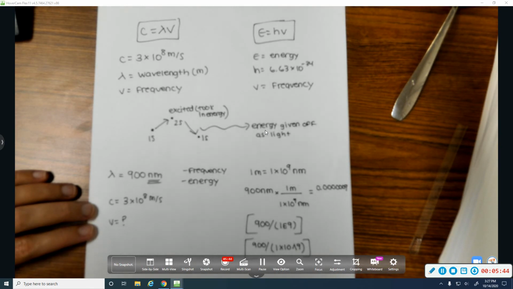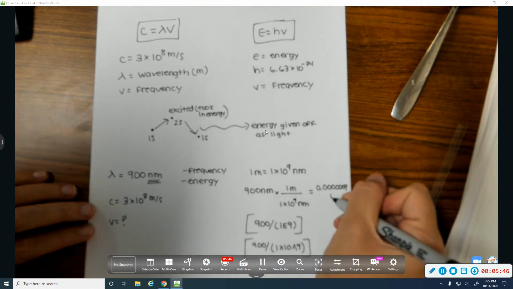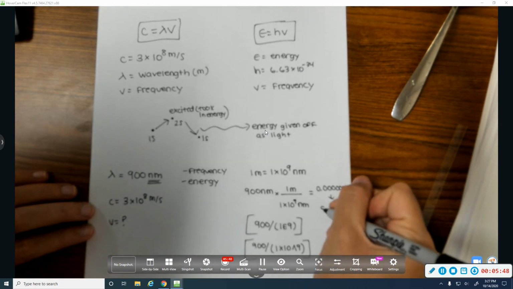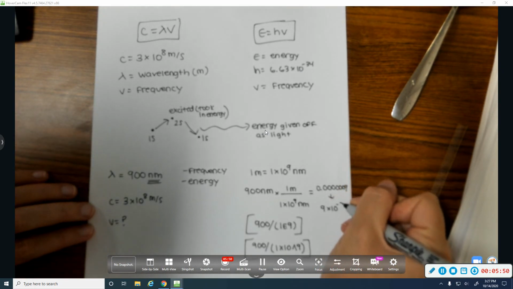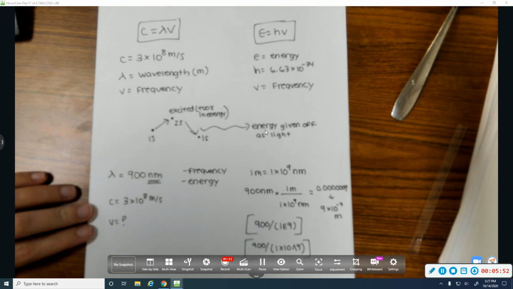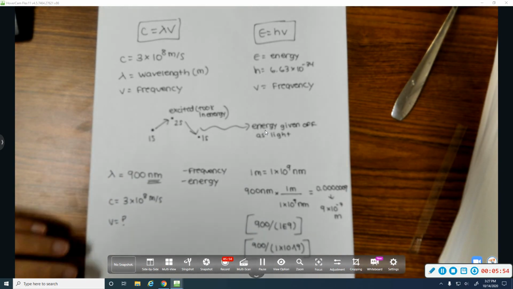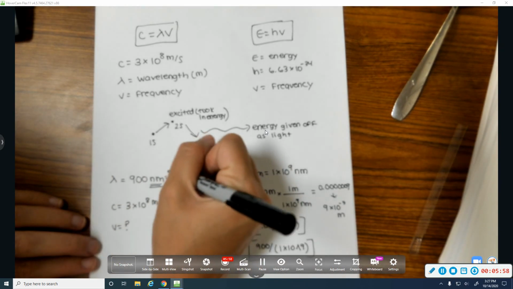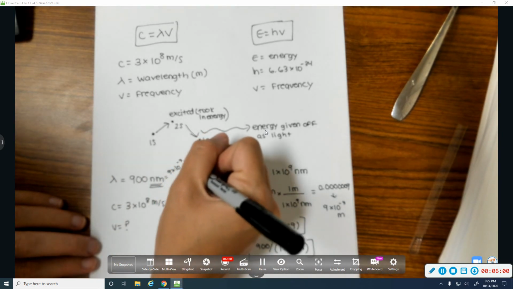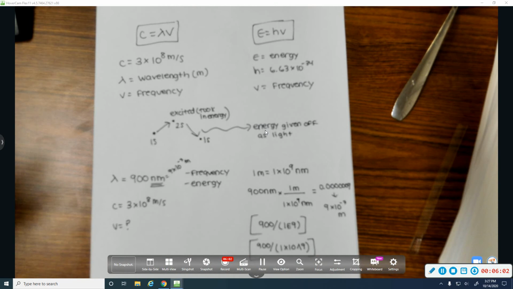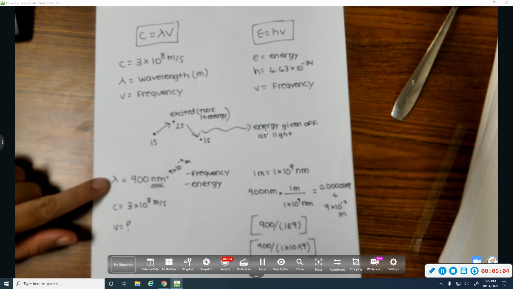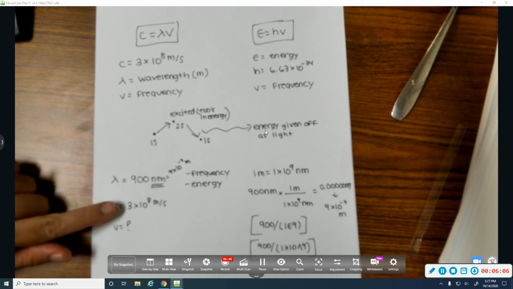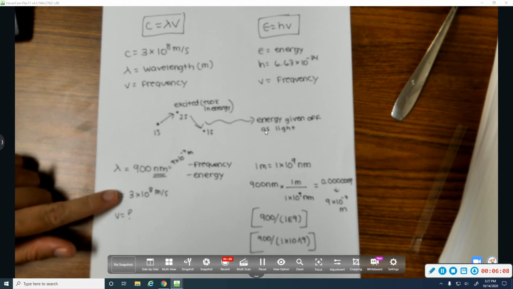I don't like writing 6 zeros, and so I'm going to change that to scientific notation, and it should be 9 times 10 to the negative 7 meters. So now my wavelength is in the correct unit, and I'm going to write that off to the side over here. 9 times 10 to the negative 7 meters. So now I can solve for frequency because I have my wavelength in the correct unit and I have my speed of light in the correct unit.